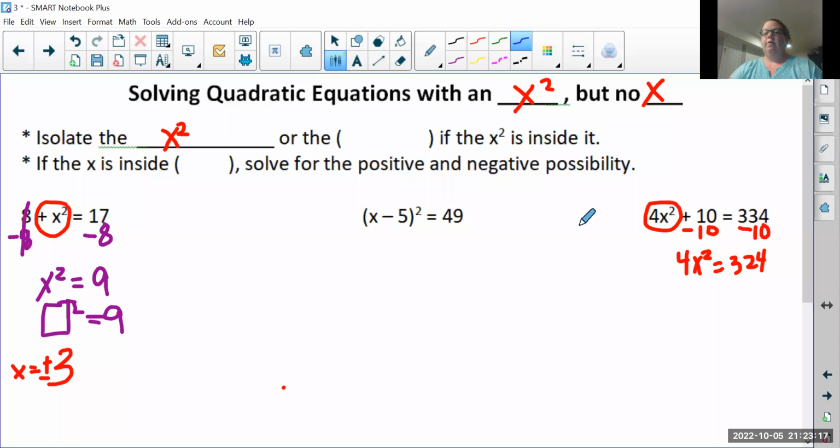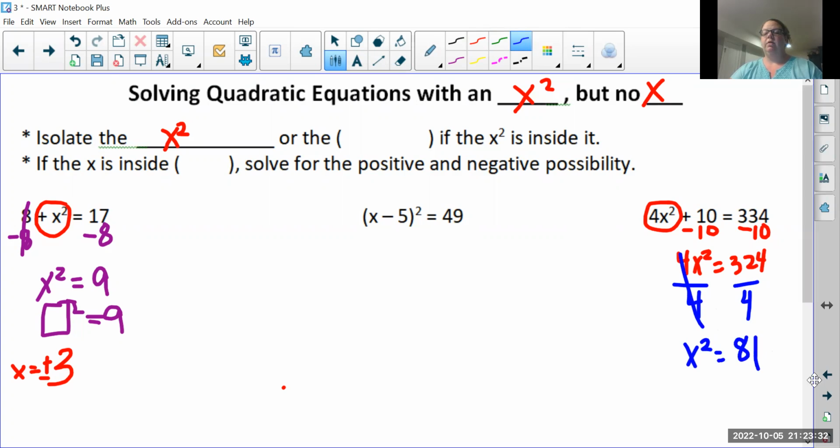We want to get rid of that 4, and that 4 is getting multiplied by the x squared. So we're going to divide both sides by 4. When I do that, I get x squared over here. When I put this in my calculator, 324 divided by 4, I get 81.